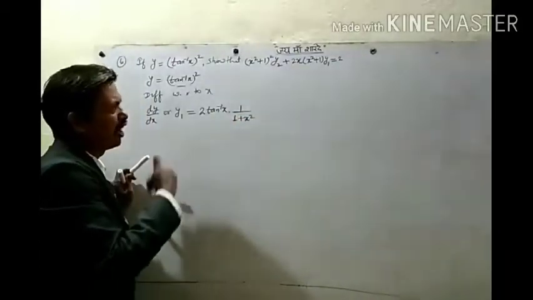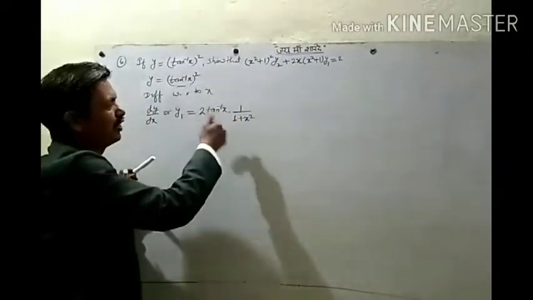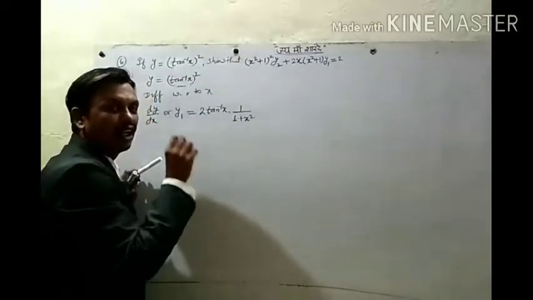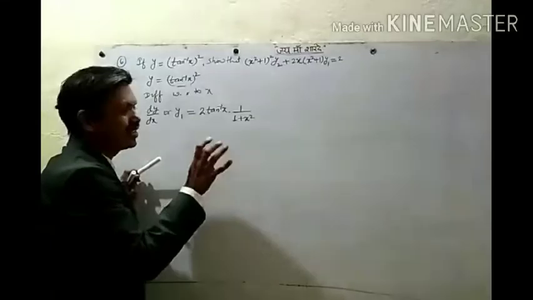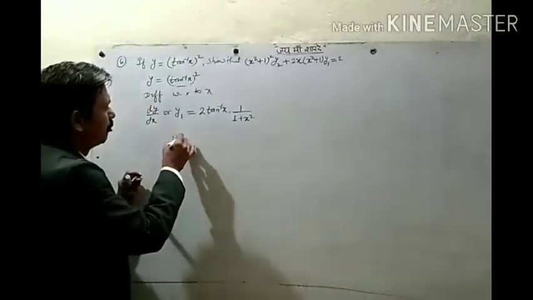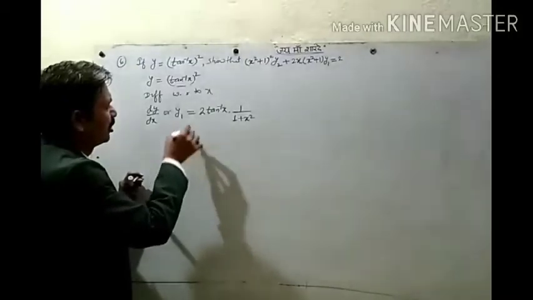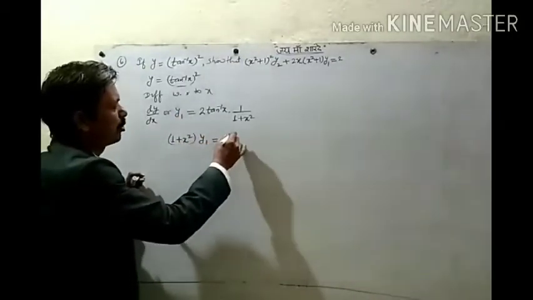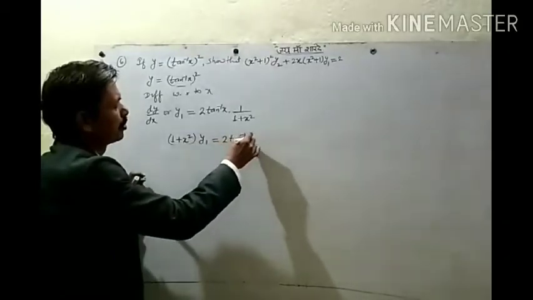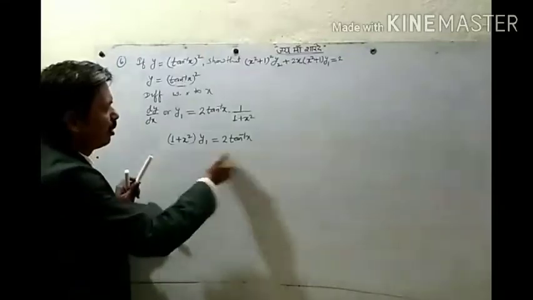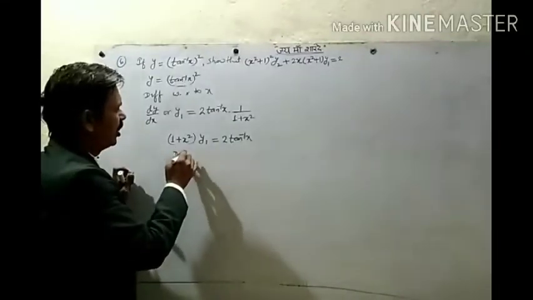Now to find y2, what can you do? Again differentiating, but here we would have to apply the quotient rule, and product rule is easier than quotient rule. So what you can do, if you send 1 plus x square to the left side, we get (1 plus x square) y1 is equal to 2 tan inverse x. Now we can differentiate again.